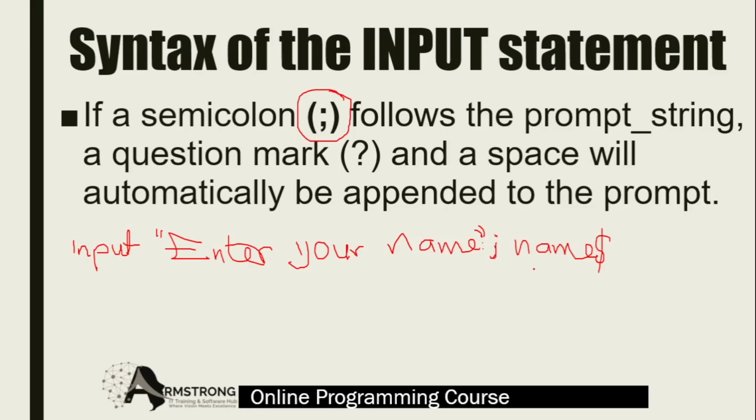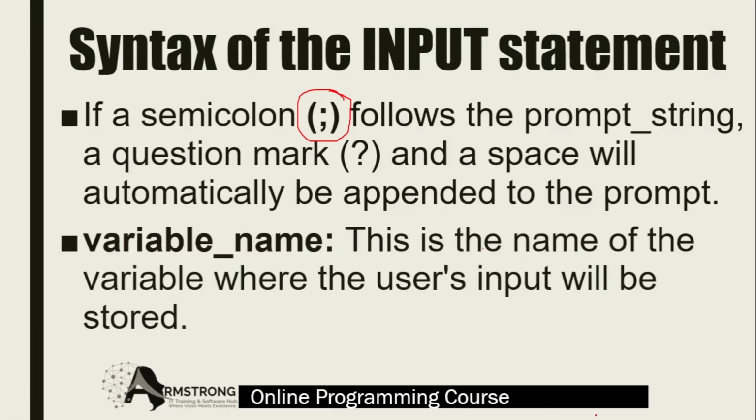So anytime you're writing a program, after the prompt, if there's a semicolon, this simply means that we want a space to be automatically displayed between the question and what the user has inputted. So basically that is just that.